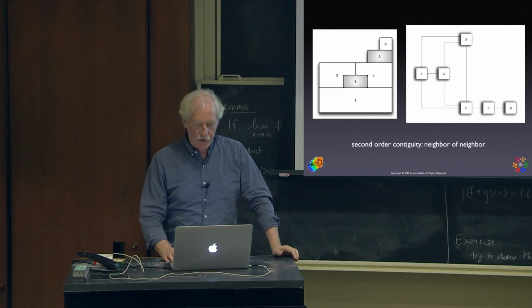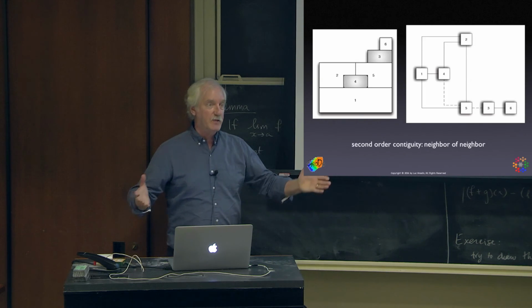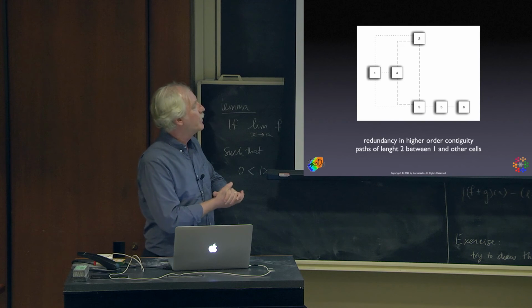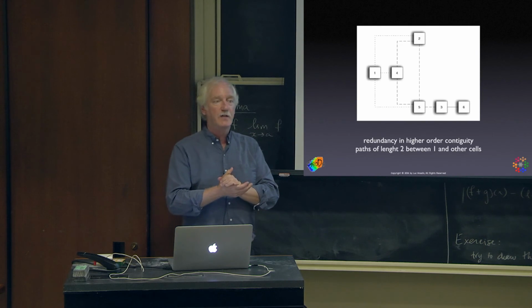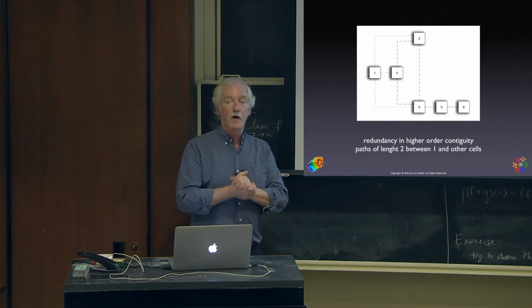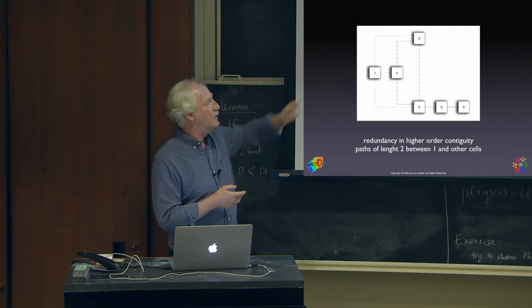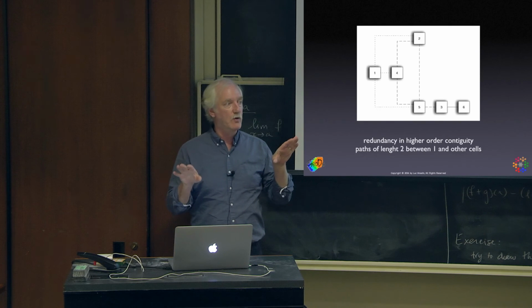So if we generalize this, of course, we have this redundancy. So we have, what are the second neighbors of 1? It's all the cells that are 2 steps from 1, which, as I mentioned already, includes 1 itself and includes all these other first order neighbors. So we have to remove them.